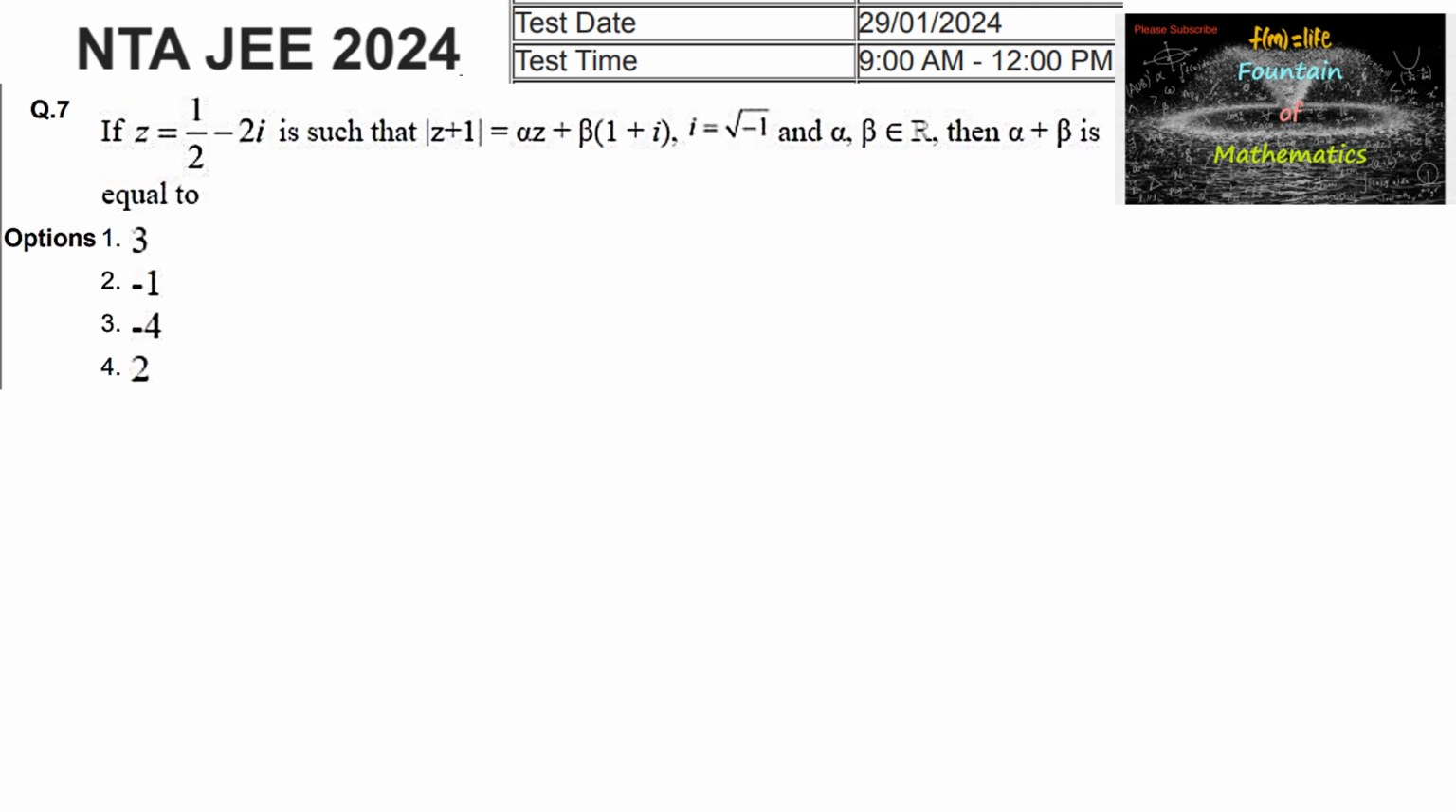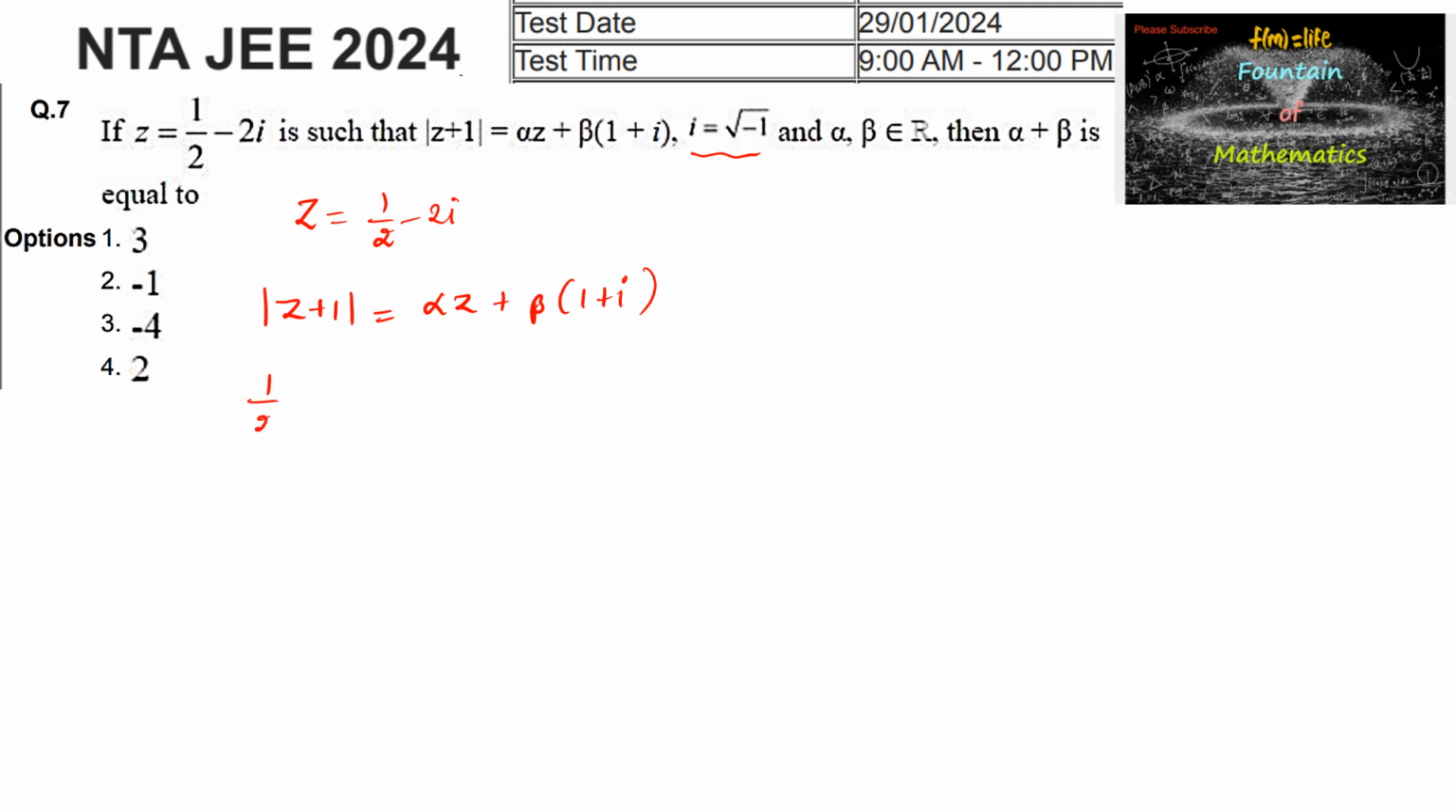If z is equal to 1 upon 2 minus 2i, and such that mod of z plus 1 is equal to alpha z plus beta times of 1 plus i, where i is equal to root of minus 1, and alpha and beta are real numbers, then what is the value of the sum alpha plus beta?